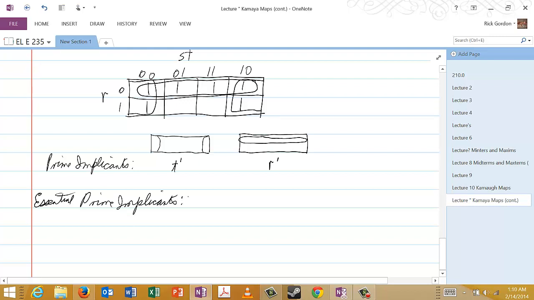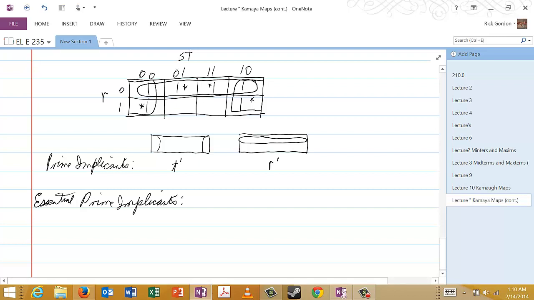And of course, the way to identify these is by identifying the essential 1 cells. I encourage you to take a moment to try to do this yourself, but the essential 1 cells will be here, here, here, and here. The only 2 1 cells that are not essential are the one in the upper left-hand corner and the one in the upper right-hand corner. Both of those 1 cells are common to both of the prime implicants.